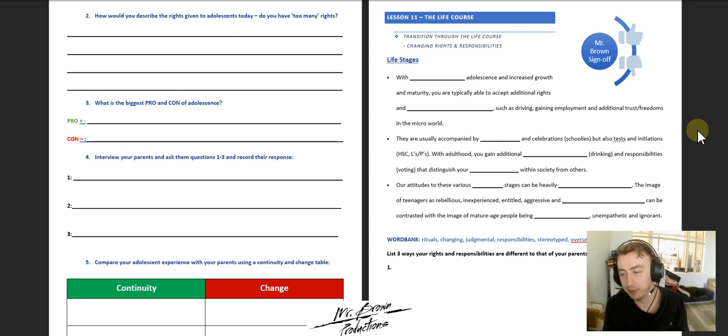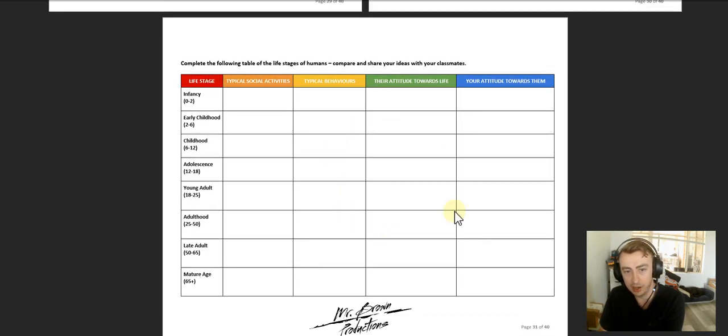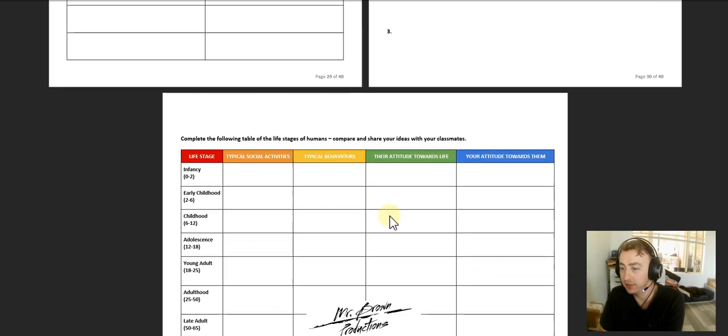Alright, we're going to look at the life course today. This is a concept that is fairly broad. Life course meaning the period of someone's life, right? But the specific dot point here is looking at transitions through the life course, in particular changing rights and responsibilities. So, we're going to do a little bit of work on life stages, and then link this to the rights and responsibilities in this table below here.